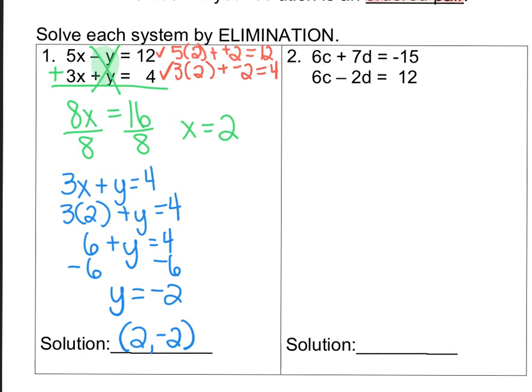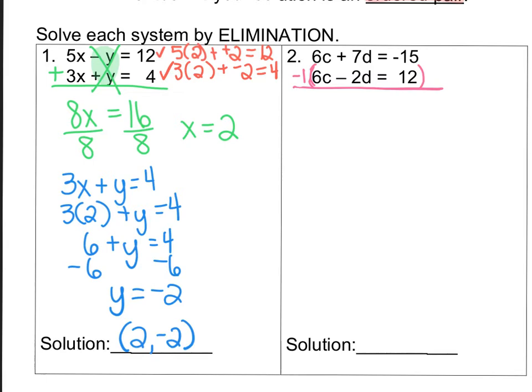All right, so let's look at number 2. Remember that my goal is I want to add these together and I want something to eliminate. Well, the easiest thing to eliminate would probably be the 6's, but for that to happen, I need one to be positive and one to be negative. It really doesn't matter which one I multiply by negative 1, but I'm going to choose the second equation. I have to multiply this entire equation by negative 1. I could have chosen the first one too.